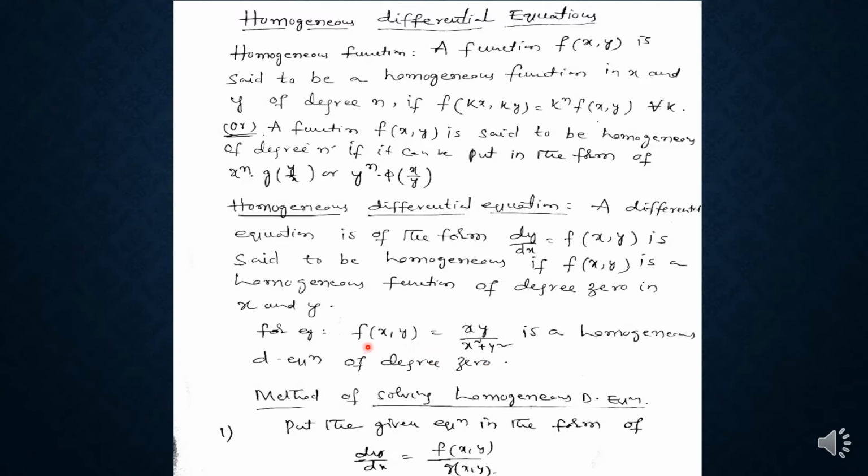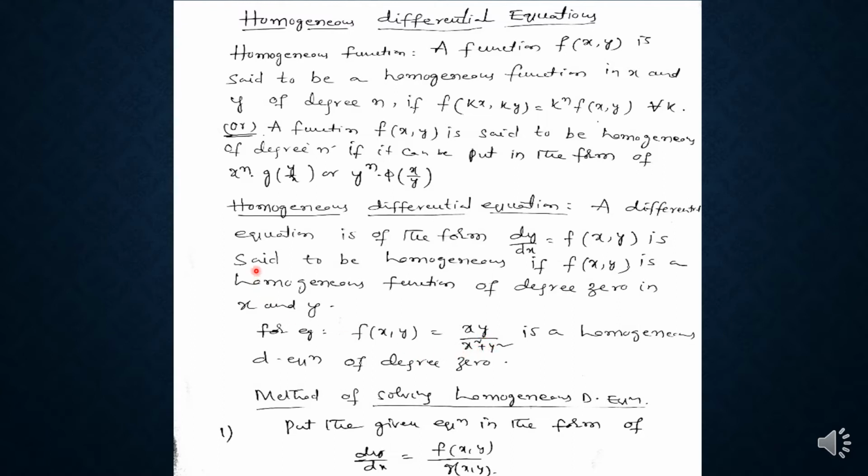Or we can substitute x as kx and y as ky. Then f of kx comma ky becomes k square into xy by k square x square plus k square y square. By taking k square common, we get k square into xy by k square into x square plus y square. Here k square gets cancelled, and we get the original function. So this can be written as k to the power of 0 into f of x comma y. So this is a homogeneous differential equation of degree 0. This is called a homogeneous differential equation.